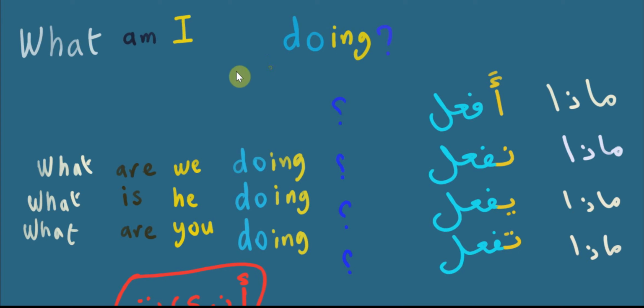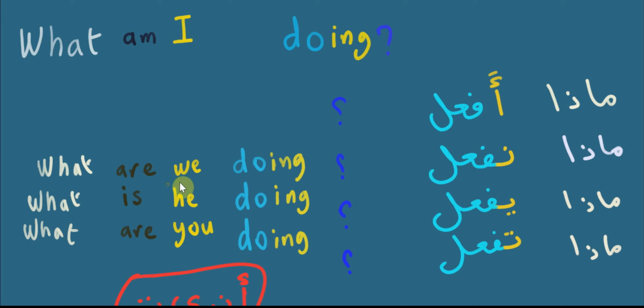So the way you ask this question, you say what. If someone is asking you and you want to confirm the question, you say what am I doing? So you say what are we doing? What is he doing? What are you doing? And so on. This am here we covered before. It's from the verb to be. It's used with the first person, singular, feminine and masculine.